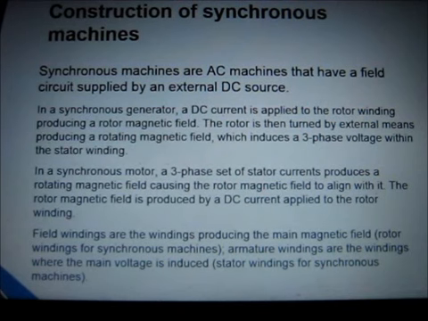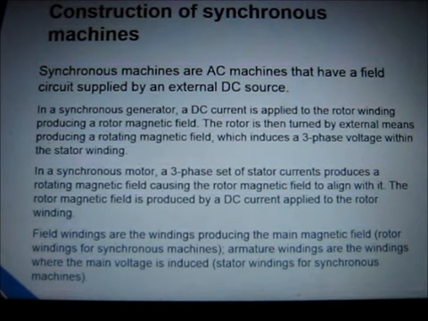Synchronous machines are AC machines that have a field circuit supplied by an external DC source. That means an external DC source is there to excite it, and hence it is called a synchronous machine. In a synchronous generator, or alternator, a DC current is applied to the rotor winding. The rotor winding is the rotating part, and it produces a rotating magnetic field.